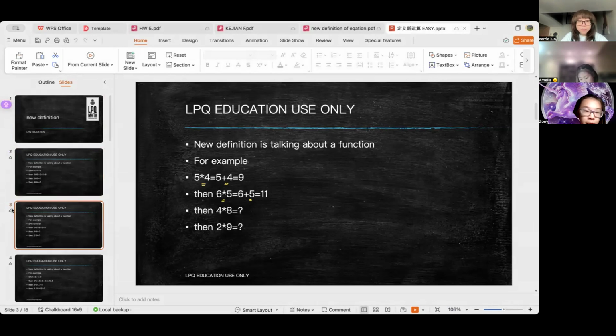Okay, so let's take a look at the next one. This time I'm not going to give you any help because I think this one is very easy. For example, 5 star 4 equals 5 plus 4 equals 9. 6 star 5 equals 6 plus 5 equals 11. Could you please tell me 4 star 8 and 2 star 9 equals what?